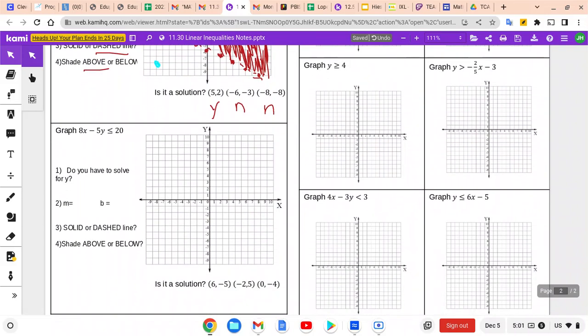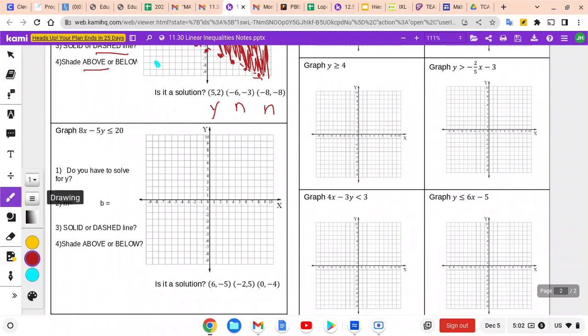Okay. Graph 8x minus 5y is less than or equal to 20. Well, do you have to solve for y? Unfortunately, yes. All right, so we cancel out the positive 8x, becomes negative 8x. Divide by -5. Now remember, if you divide by a negative, you have to flip the sign. For room's sake, I'm going to write down here. So y is greater than. We flipped the sign. It was less than, now it's greater than -4. A negative divided by a negative is a positive.